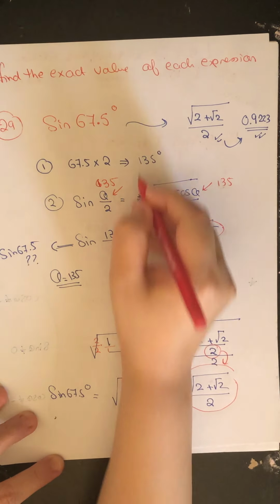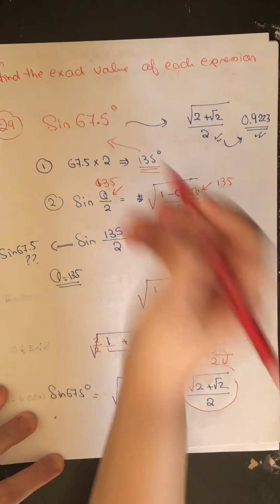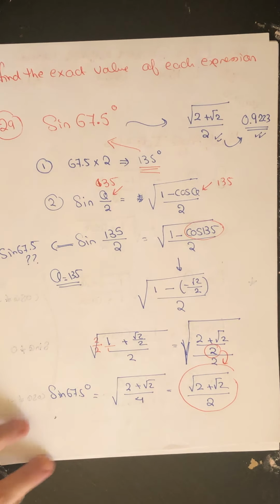So with the help of 135, I was able to find 67.5, or sine of 67.5, and this is the job of half angle identities.